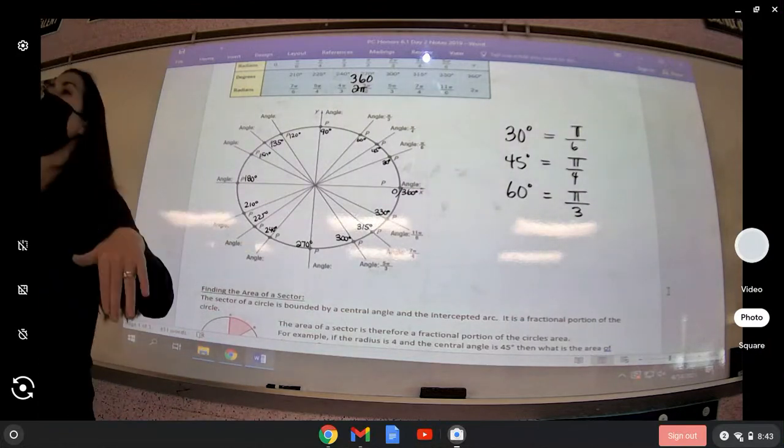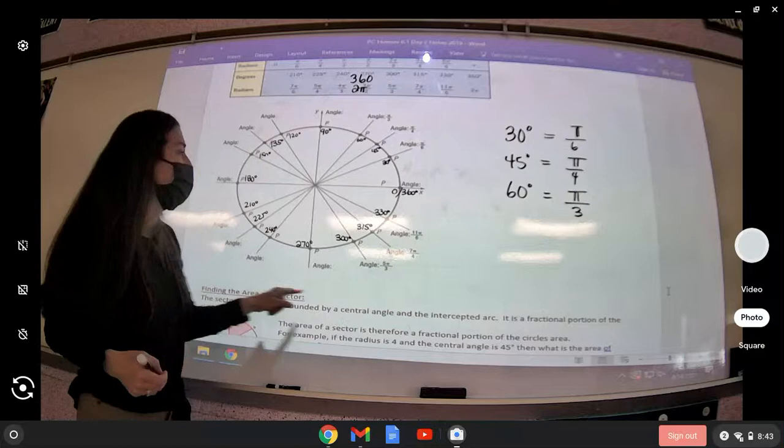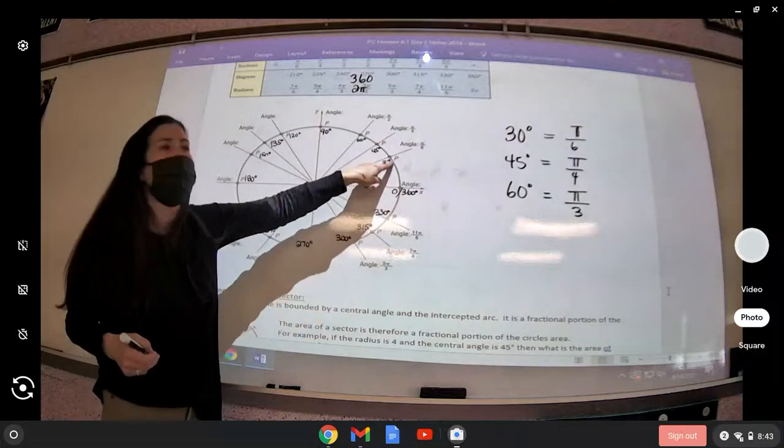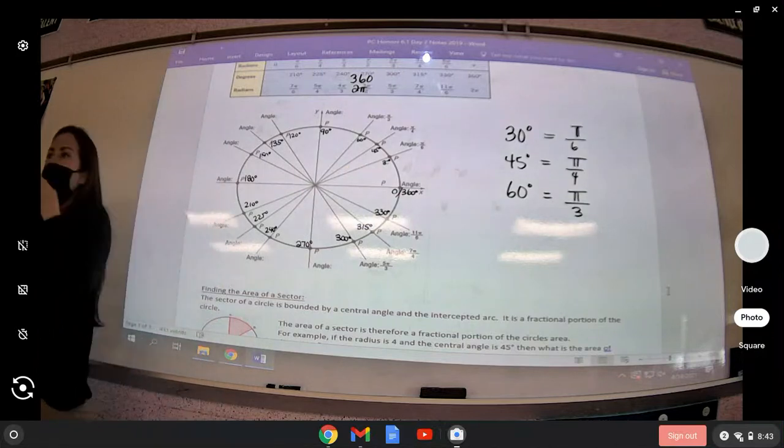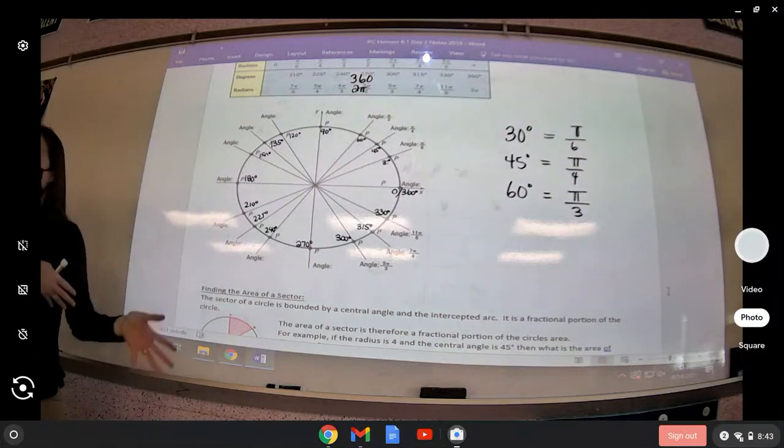Because again, this is why these are periodic functions. Once you make one complete rotation, 390 degrees lands in the same spot as 30. So we're going to be able to apply all of the 30 degree ratios to 390 degrees.